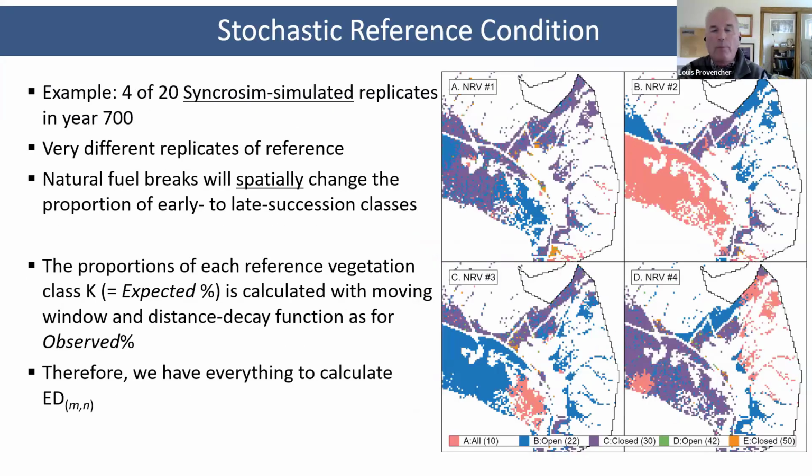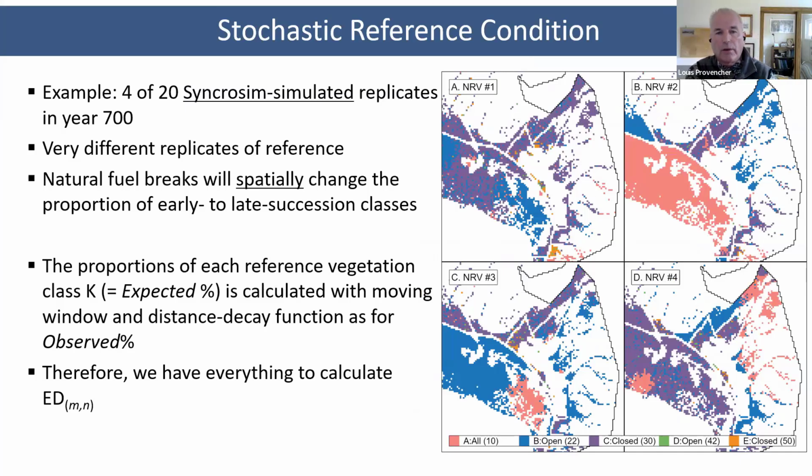So here's an example of 4 of the 20 replicates 700 years later. And they all look very different. There's some weird things that we fixed on this, but I like this. They're all very different. This is all the reference condition, but these are 4 very different reference conditions, and they're all valid. So this is the future. You don't know what's going to happen.